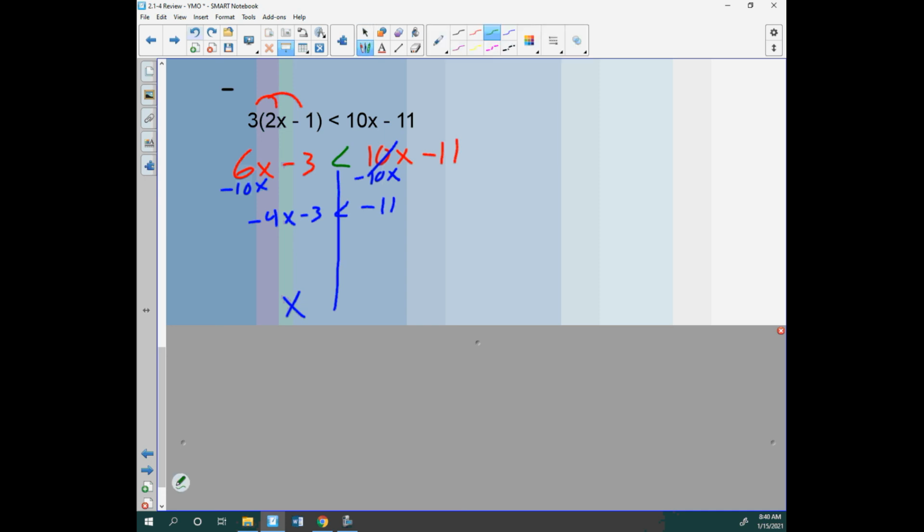Okay? Next step would be to plus 3 to both sides, and I get negative 4x is less than negative 8. My last step is I divide by negative 4 just like I would in an equation, and I'm going to get x, I'm going to get 2. But here's that tricky part. We got to remember, I divided by a negative number, so that sign was facing this way, now it's facing that way. Boom, there's my answer.